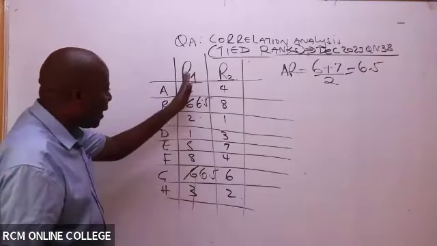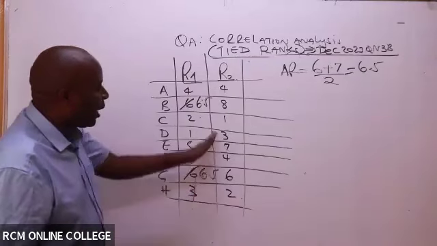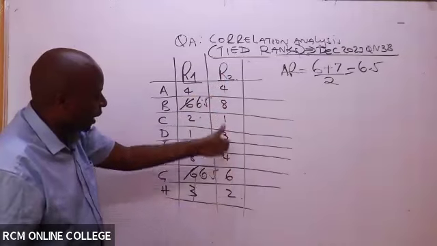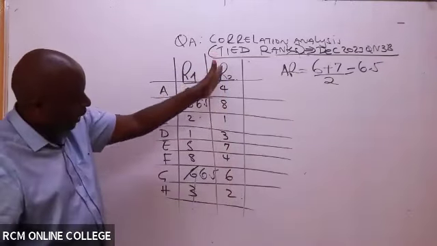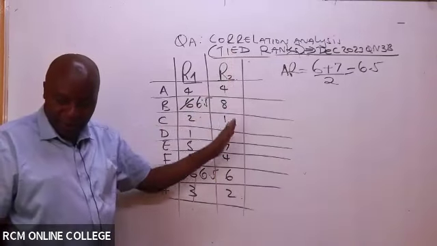So we don't have any other high rank. But when you come here to assessor 2, we have some tied rank. Is there somebody who is able to see any tied ranks here? Adam has been able to see it.